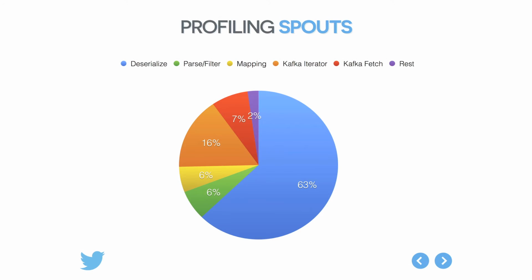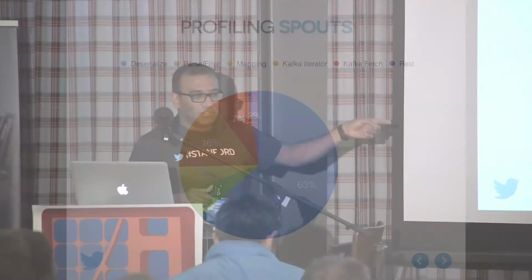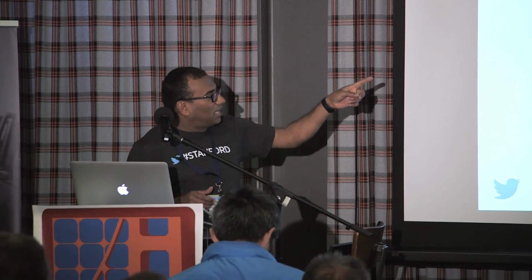So now profiling the spouts to figure out where the actual time is going. We can see the deserialization cost is 63%, parsing and filtering takes 6%, and the Kafka iterator as well as the Kafka fetch take 16 plus 7, around 23%. So fetching data, which is 63 plus 16 plus 7, is close to 80 to 85% of the whole spout. If we eliminate that overhead and take the raw binary, then we might even shave off all of that.